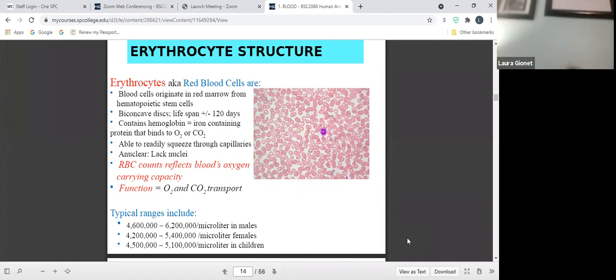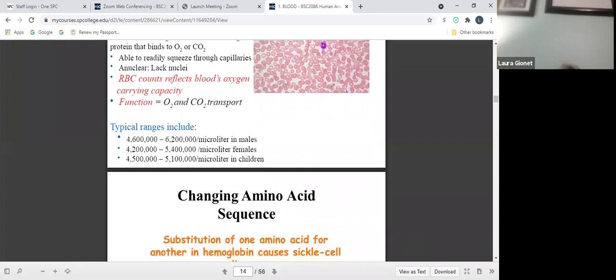Typical ranges for about a microliter of blood is about plus or minus 5 million. You can see that for the males, the females, and the children, pretty much the same number of red blood cells per microliter of blood. And that's the normal range for an adult, given the size of the adult as well, but the average adult size is about 5 liters of blood in total.